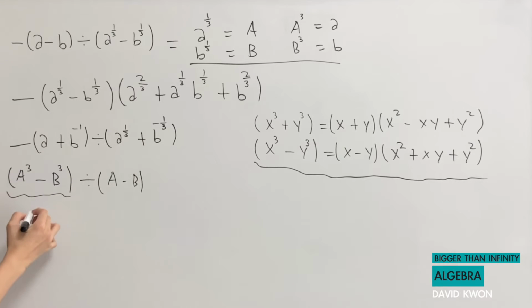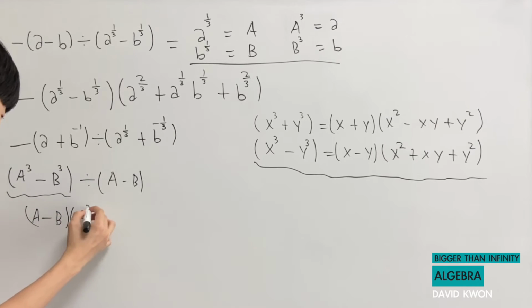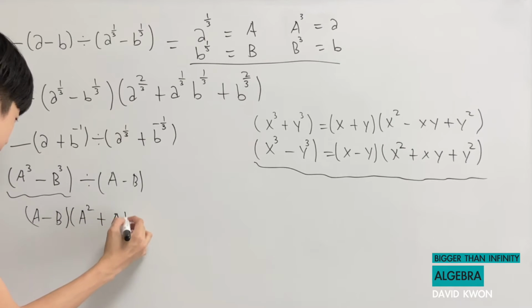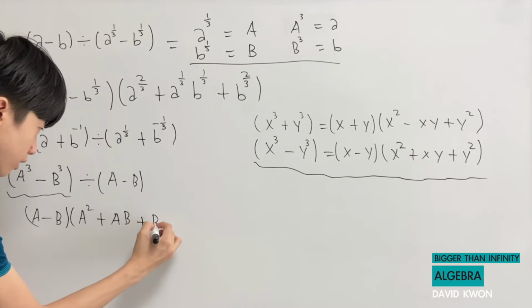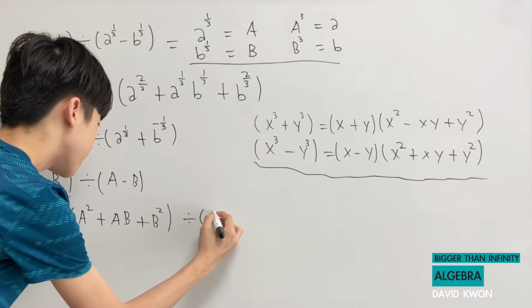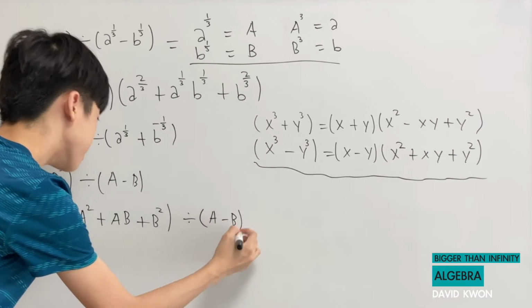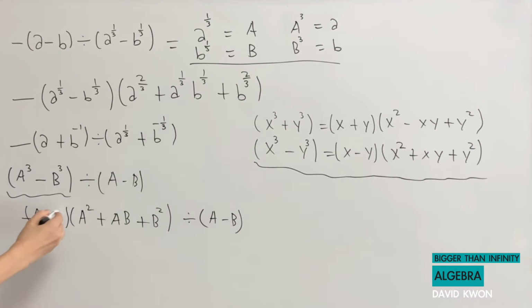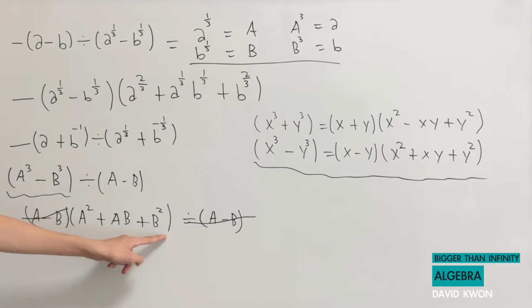If we do so, we get A minus B times A squared plus A times B plus B squared, divided by capital A minus capital B. So this and this is equal to 1. We don't put that in there. So this is what we get as an answer.